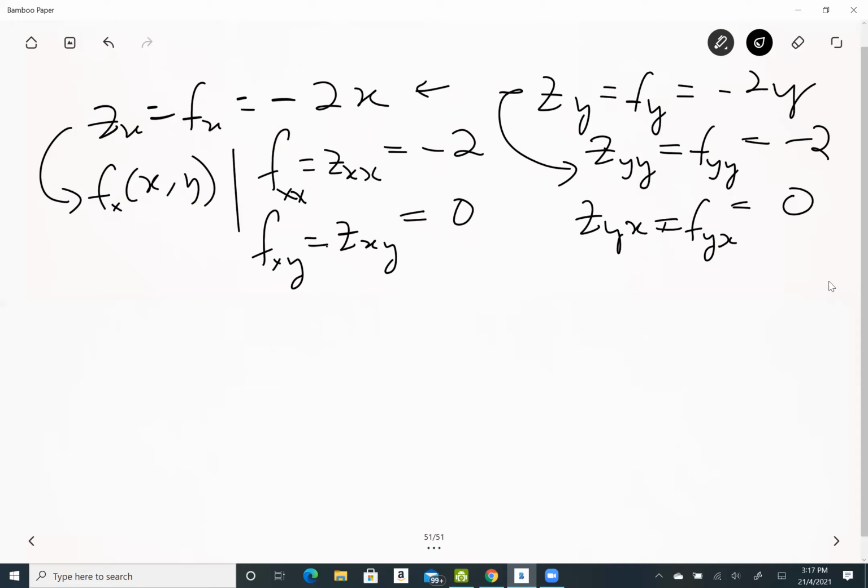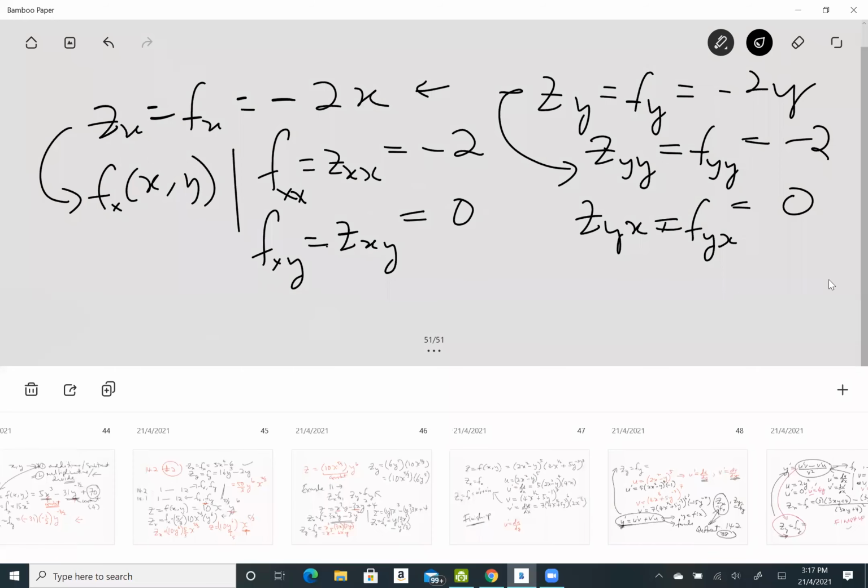So the second partial is the derivative of the first derivative, just like what we were doing earlier. The difference is now you have two independent variables. So our second partials will be 4 in total. You got fxx, fxy, fyy, fyx, because you have two first partials.